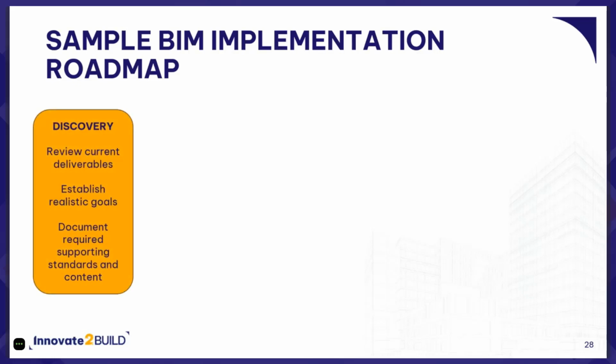Again, the first step is a discovery. And the discovery, in this case, usually involves looking at your current deliverables. What is it that you still need in your deliverables? Again, establishing those realistic goals, and then document any kind of supporting standards and content. And an example of that is, looking at the deliverables, we can determine, for example, what kind of title blocks do you need? What kind of annotation symbology do you need? What are your line weights and your line styles, your text types, your dimension types?